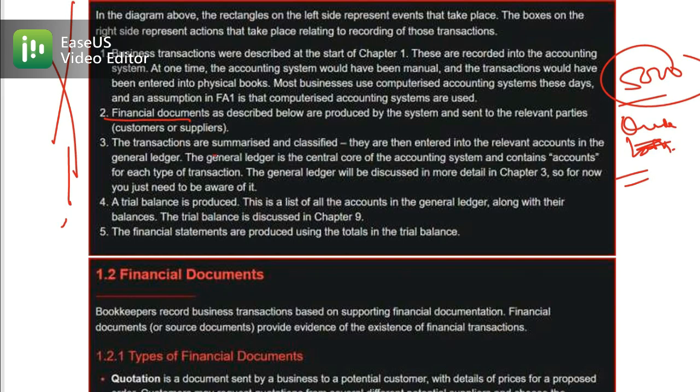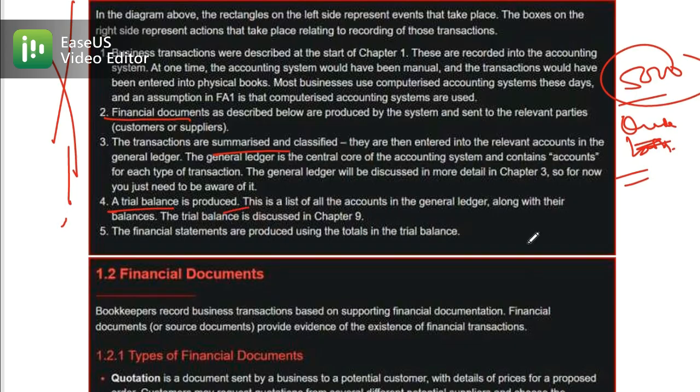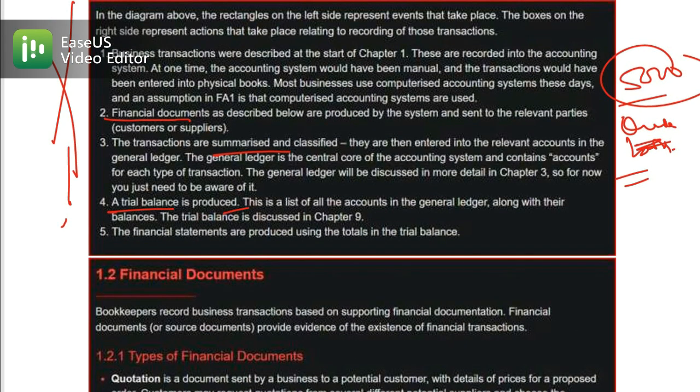And then after that, we discussed the trial balance. The trial balance is produced. Trial balance is basically a list of ledger accounts and their balances, which is used to check that the total debit is equal to the total credit. So this step ensures accuracy, and we can call this summarizing data. After that, we discussed the financial statements, which are the final reports, prepared using the trial balance totals.